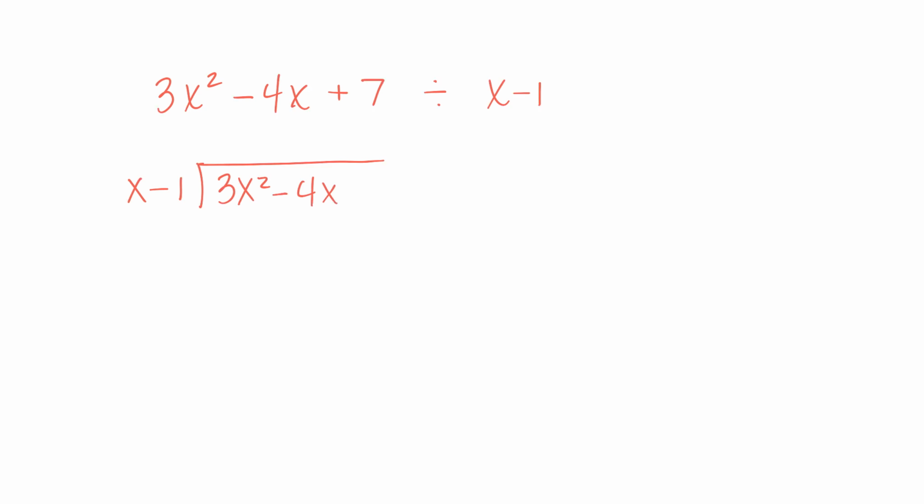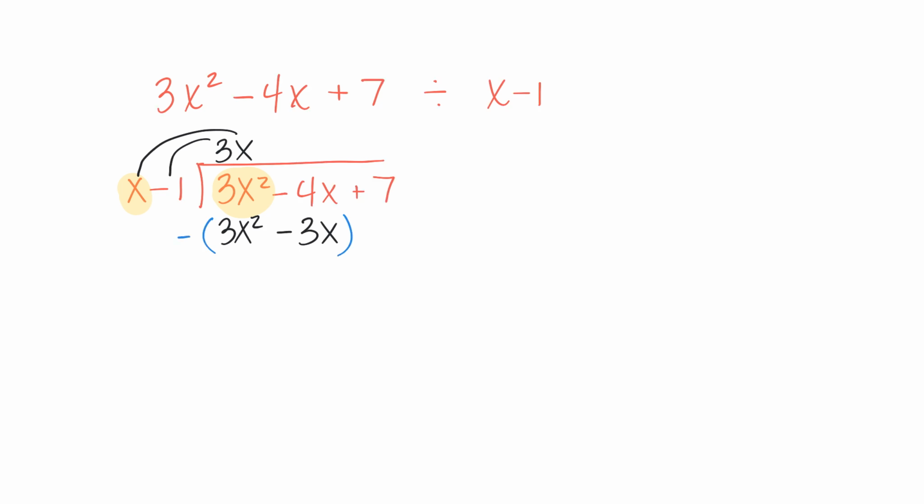Okay, we're going to try one more with negatives just to see how crazy our world can get. Okay, 3x squared minus 4x plus 7 divided by x minus 1. Okay, people, we're getting rowdy here. All right, set it up. X minus 1 on the outside. 3x squared minus 4x plus 7. So we're looking at this 3x squared and our x. X goes into 3x squared how many times? 3x times. Multiply. 3x times x is 3x squared. 3x times negative 1 is negative 3x.